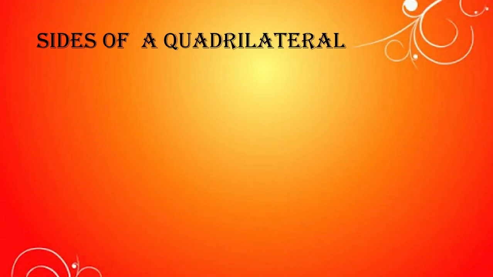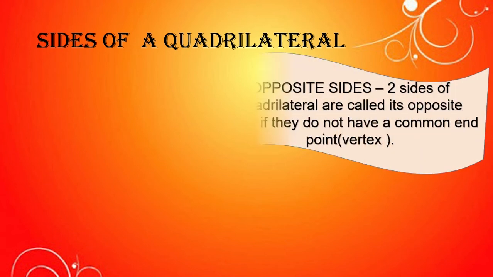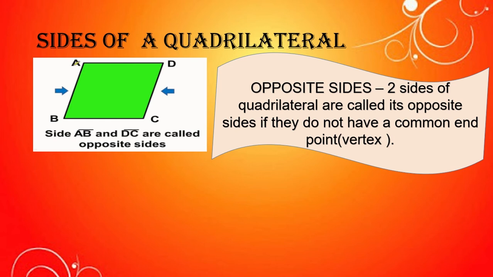Next is about sides of quadrilateral. All of you know there are 4 sides in quadrilateral. But we are doing different types of sides. That is, first one is about opposite sides of quadrilateral. In this figure, you know ABCD is a quadrilateral.